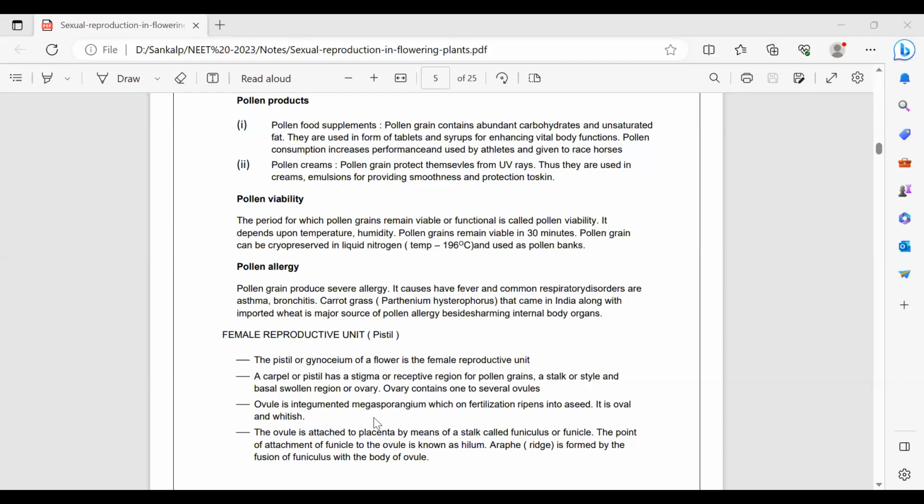The ovule is an integumented megasporangium which on fertilization ripens into a seed. It is oval and whitish. The ovule is attached to the placenta by means of a stalk called funiculus or funicle. The point of attachment of the funicle to the ovule is known as hilum. Raphe, a ridge, is formed by the fusion of the funiculus with the body of the ovule.